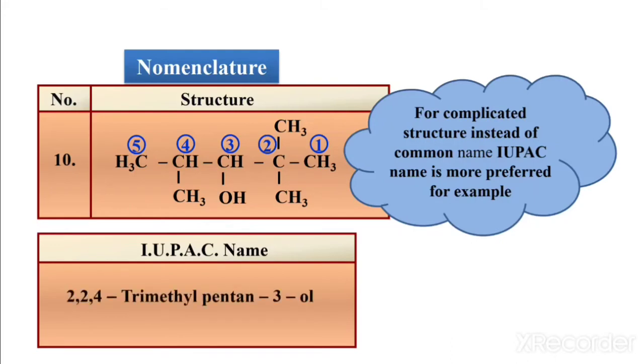Therefore the IUPAC name of this compound: at the 2 number position 2 methyl, and also at the 4 number position there is 1 methyl, therefore 2, 2, 4. That was 3 methyl, therefore trimethyl. And here 5 carbon, therefore pent-3-ol, because at the 3 number position is the hydroxyl group. Therefore the complete IUPAC name of the given structure is 2,2,4-trimethylpentan-3-ol.